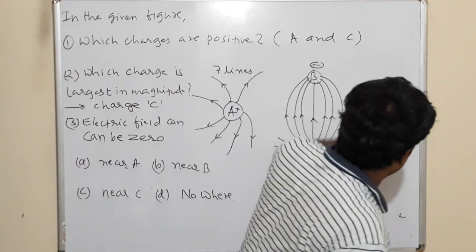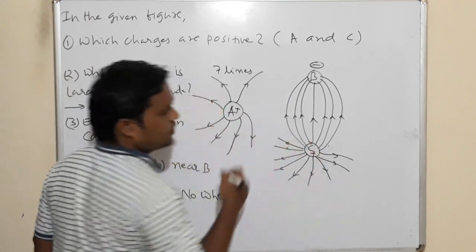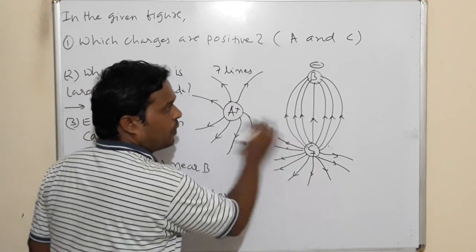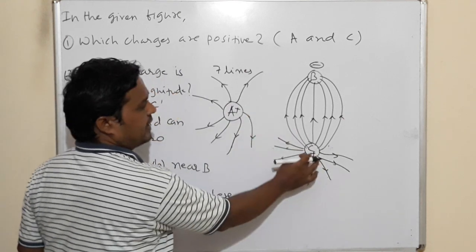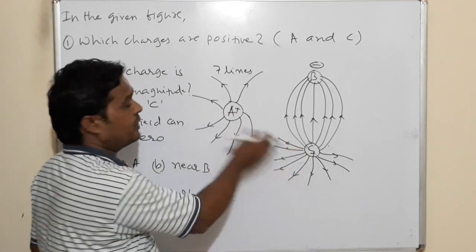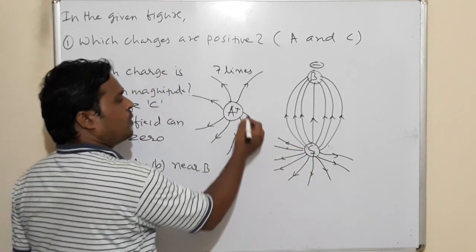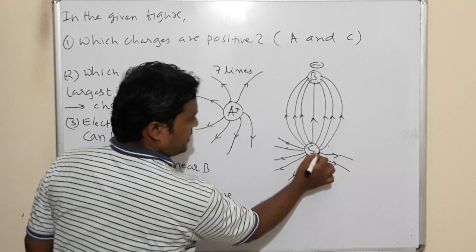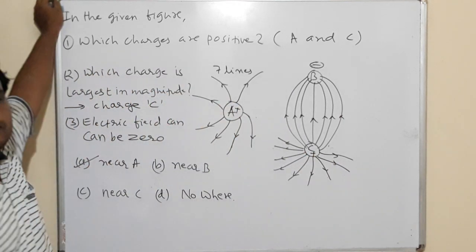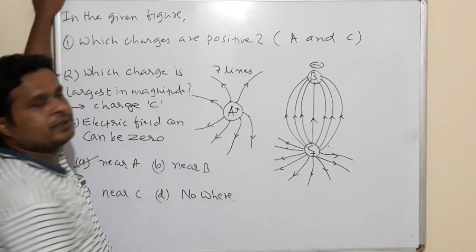See, whether the neutral point exists between A and C. This is positive, this is positive. That means the neutral point can exist in between these two charges, and it will be closer to the charge of smaller magnitude. Which is smaller in magnitude? A is smaller in magnitude, C is larger in magnitude. Therefore, the neutral point lies in between A and C, but it will be close to A. Okay? Because A is smaller in magnitude.